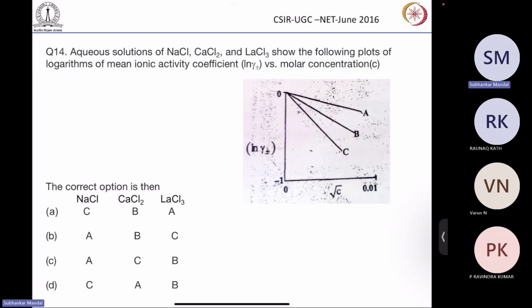Okay, the next question: the aqueous solutions of NaCl, calcium chloride and lanthanum chloride show the following plots of logarithm of mean ionic activity coefficient versus molar concentration. Which one is for which component? There are three chemicals: NaCl, calcium chloride, and lanthanum chloride, trichloride basically. What will be the answer? The ionic activity coefficient we already discussed in the class.